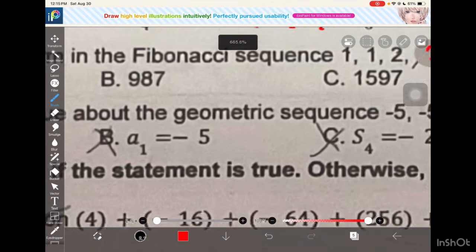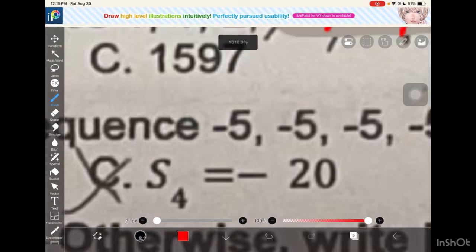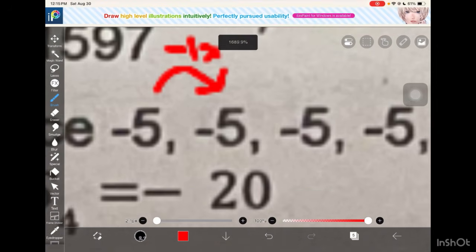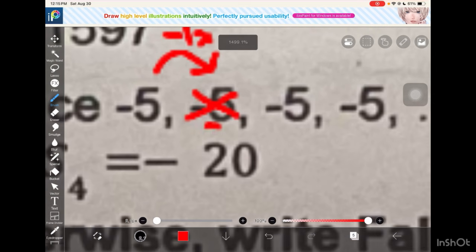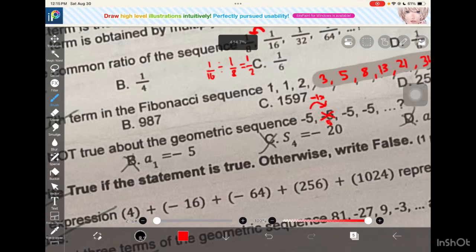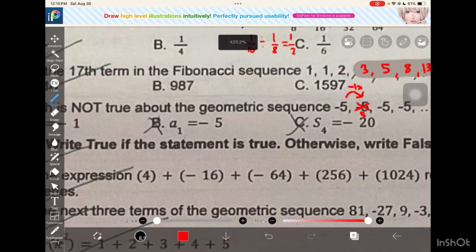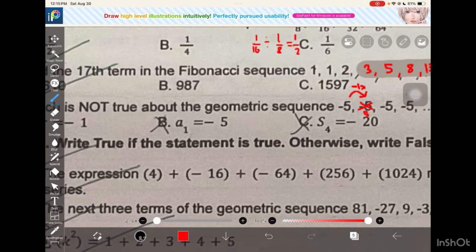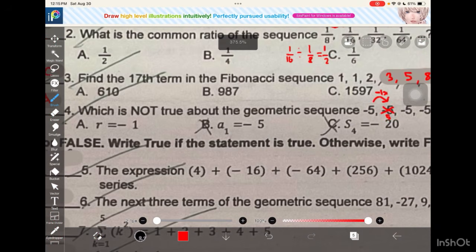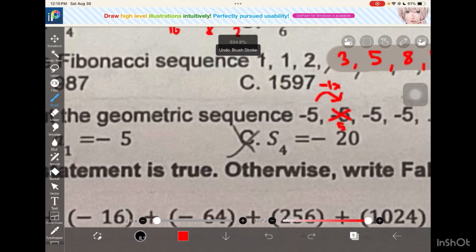So like I said, first and foremost, r is equal to -1. So if we multiply this by -1, -5 times -1 is actually +5. So this is false. We already know it's letter A. For letter B, a sub 1 is -5, which is clearly true. So this is also true.